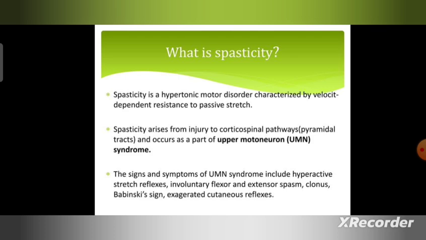So in this presentation, we'll talk about spasticity. So first, what is spasticity? Spasticity is a hypertonic motor disorder characterized by velocity-dependent resistance to passive stretch. Spasticity arises from injury to corticospinal pathways or pyramidal tracts and occurs as a part of upper motor neuron, that is UMN syndrome. The signs and symptoms of UMN syndrome include hyperactive stretch reflex, involuntary flexor and extensor spasm, clonus, Babinski sign, exaggerated cutaneous reflexes.